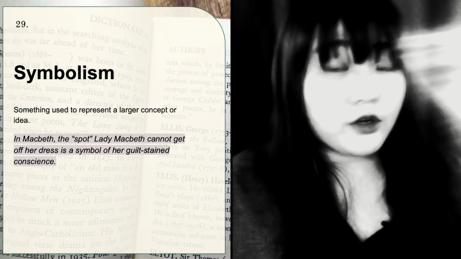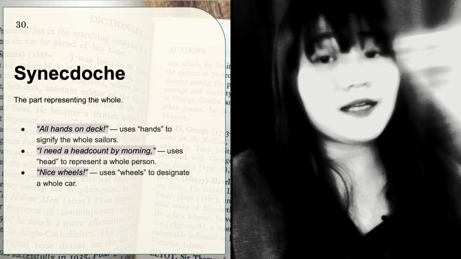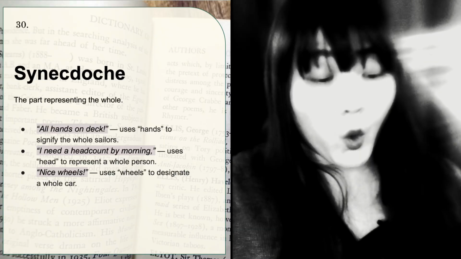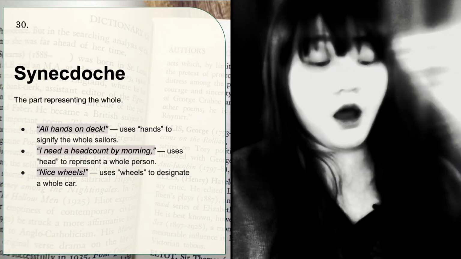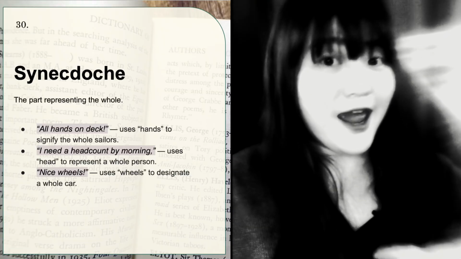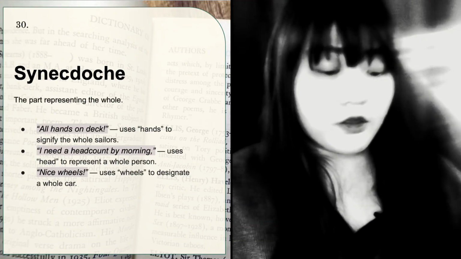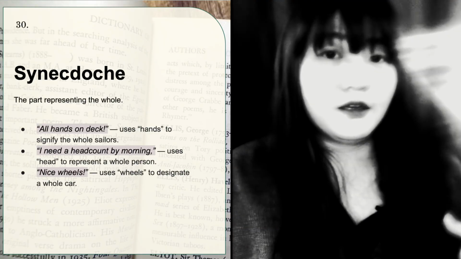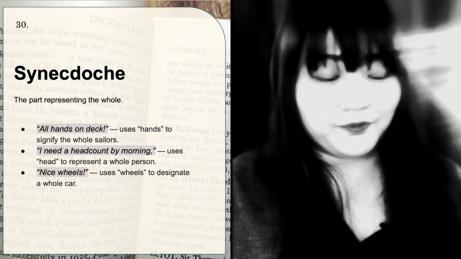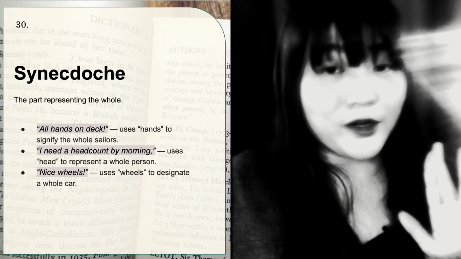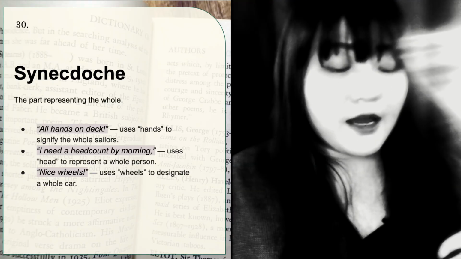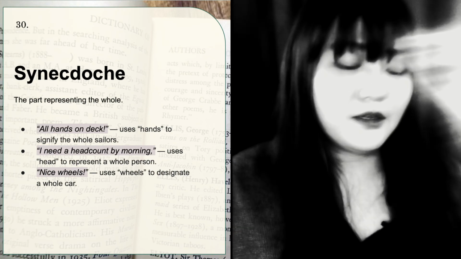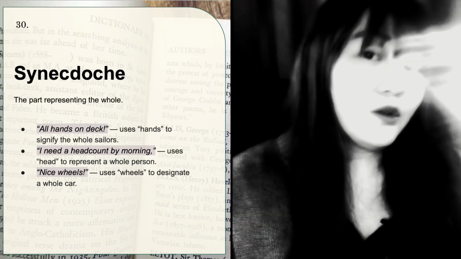Literary device number 30, we have synecdoche. What is a synecdoche? A synecdoche is a literary device in which the part represents the whole. So, for example, if you say something like, "all hands on deck," your hand is being used to signify the whole of the sailor, the whole body of the sailor. And each hand represents each sailor. Or, "I need a head count by morning." If you say something like that, then head represents a whole person in this case. If you say, "nice wheels," you're using wheels to designate the whole of the car.